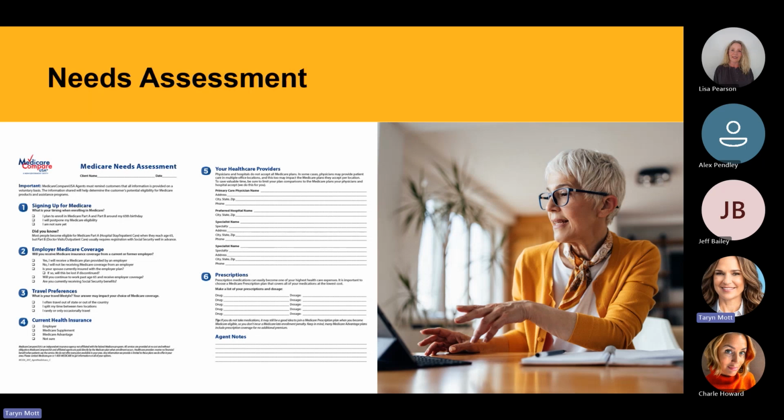And also, the biggest thing that Charlie and I learned years ago is on the insulins, some plans will cover Novolog and some plans will cover Humalog. So we can also help you with that if you ever have questions, but it is very important that you get that list of prescriptions.